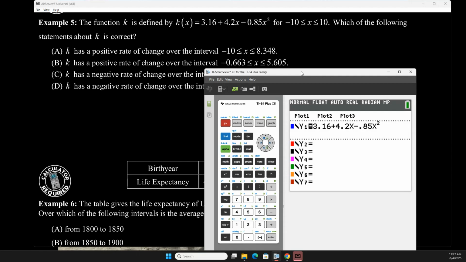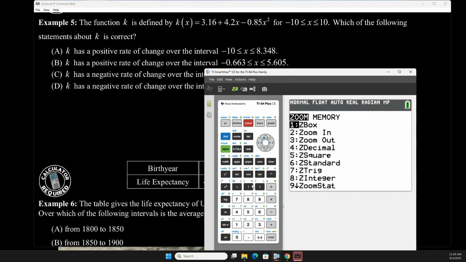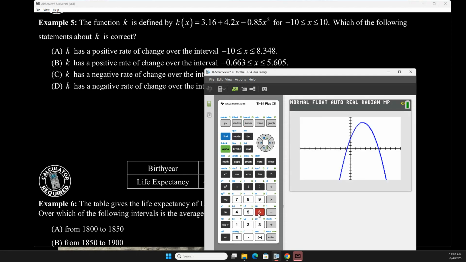We are going to change the viewing window quite a bit this year, but right now this one is going from -10 to 10, and -10 to 10 is always zoom standard or zoom 6. Okay, and this question is about the rate of change and where it's positive and where it's negative. On this upside down parabola, we have a rate of change that's positive in this section of the graph. And then as we go across the maximum, it's a negative rate of change.